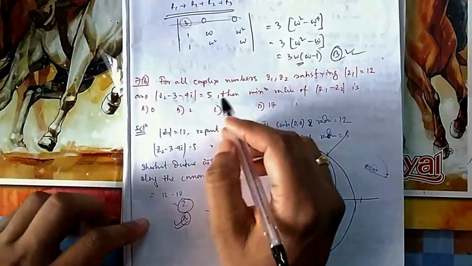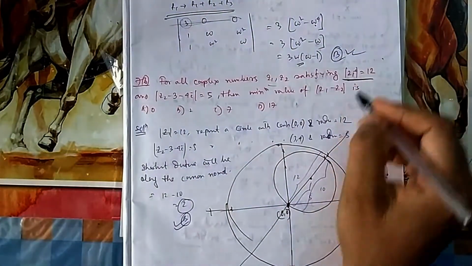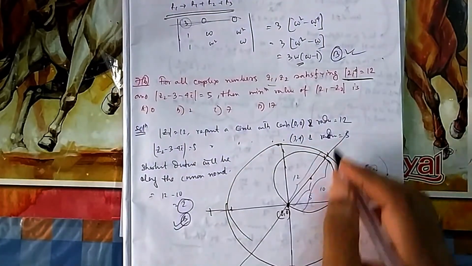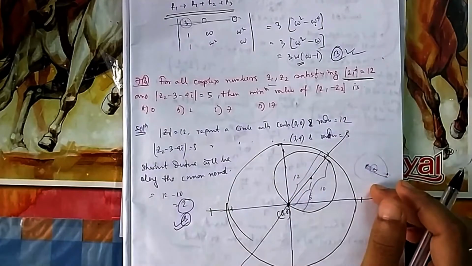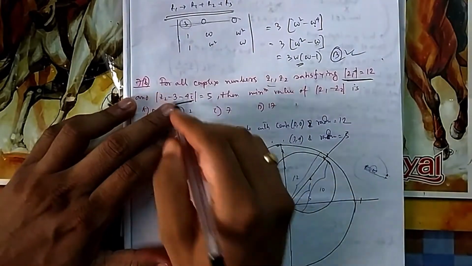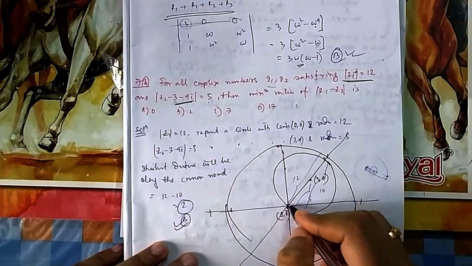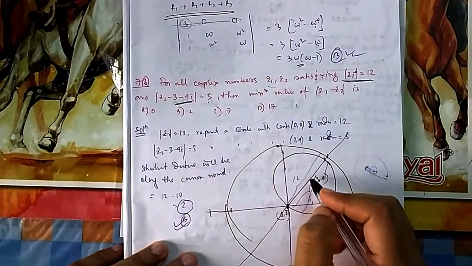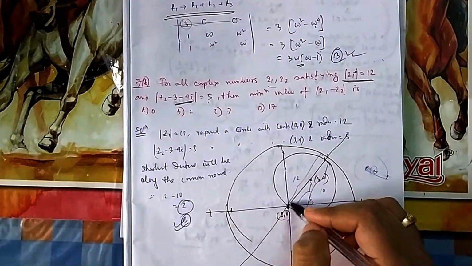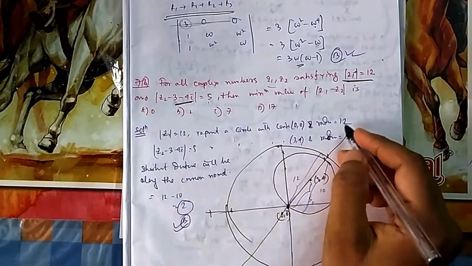Now if you come to 7b, for all the complex numbers Z1, Z2 satisfying, what is this complex number? Z1 minus 0 equal to 12. That means it is a circle taking 0, 0 as the center, radius 12. What is this? This is also a circle with center at 3, 4, radius 5. So if it is 3, 4, obviously this distance will be 5. So if you take a circle of radius 5, it will go through this point. Because this length is 12, it will never cut this circle, it will be inside this circle. Okay. So you got this circle.